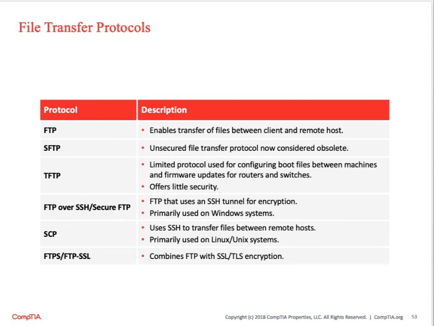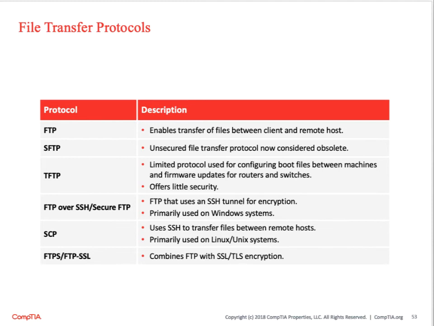When it comes to file transfer protocols, we have FTP, which is going to enable the transfer of files between a workstation and a remote host. With FTP, a user can access the directory structure on a remote host. They can change directories, search and rename files, and download and upload files. But then we have SFTP, and that is Simple File Transfer Protocol. This was an early unsecured version of FTP, and it's now obsolete.